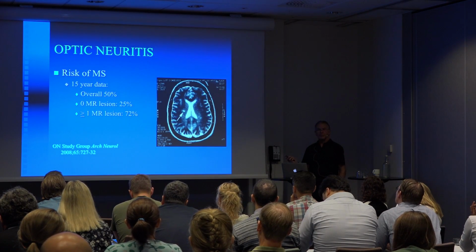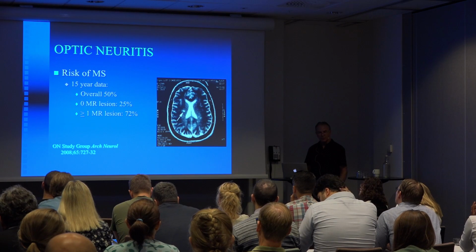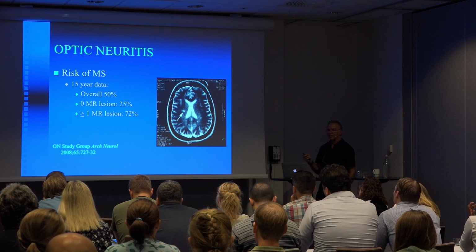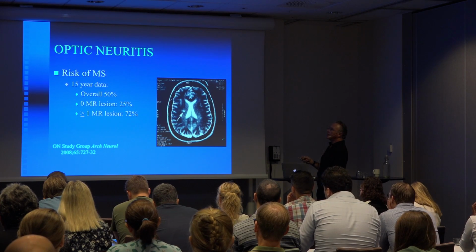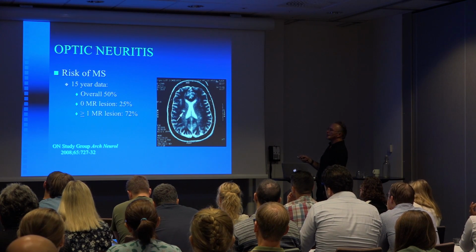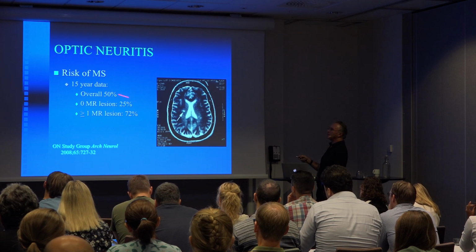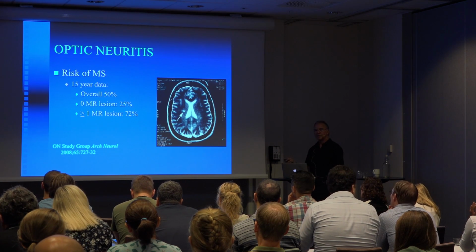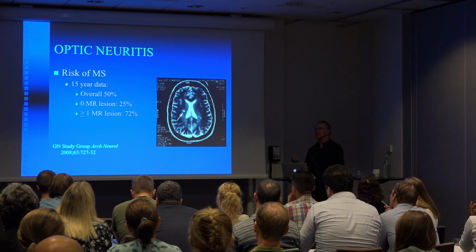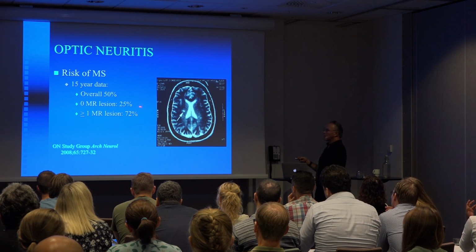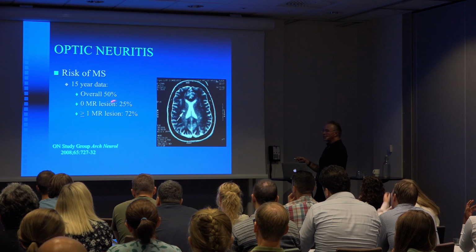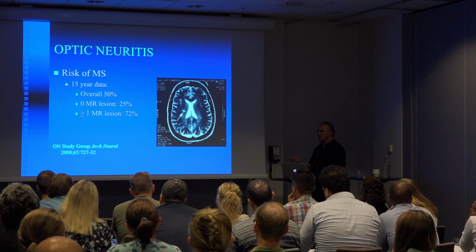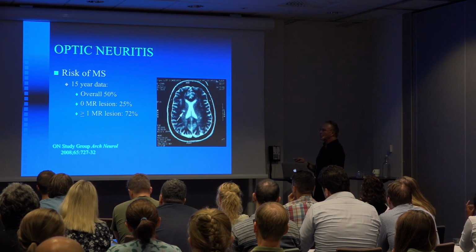The other thing that everybody wants to know, what's my risk of multiple sclerosis after I've had a single episode of optic neuritis, and this is the 15-year data from the Optic Neuritis Treatment Trial. Overall, all comers, no matter what your scan showed, about 50% are going to have some degree of clinically definite MS at 15 years. If your MRI is totally clean, no lesions at all, it's still 25%. So even though the MRI is totally normal, you're not out of the woods for this.